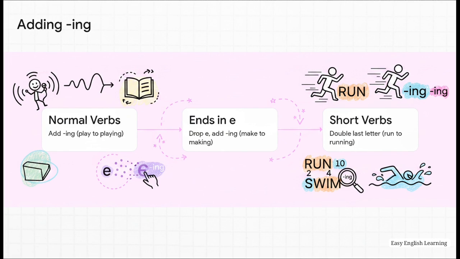Now, popping that ing onto the end of your main verb is usually a total breeze, but there are 3 golden spelling rules you simply must remember. Step 1, for the vast majority of normal verbs, you just stick the ing right on the end. Play becomes playing. Study becomes studying. Simple enough, right? Step 2, if the verb ends in the letter E, we politely drop that E before adding ing. Look at make. It drops the E to become making. Write becomes writing. And finally, step 3. For short verbs that end in a consonant-vowel-consonant pattern, we actually double the very last letter. So run doubles the N to become running. Swim doubles the M to become swimming. Definitely keep these rules in your back pocket.